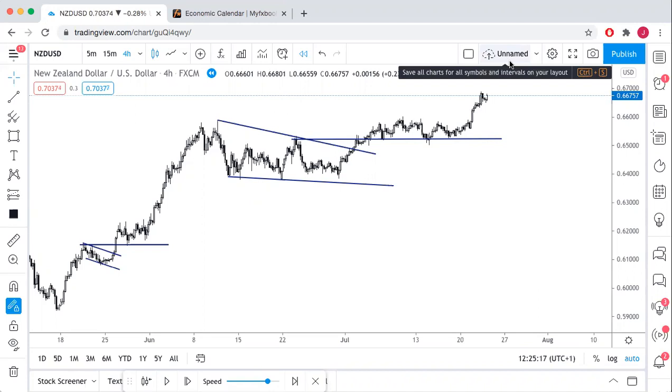Now, they're going to be one of the most useful patterns you're going to see in trading. I use them all the time. They're a very, very strong way of mapping structures of the market in order to know where the likely next move is going to be. So we'll just get straight into it.